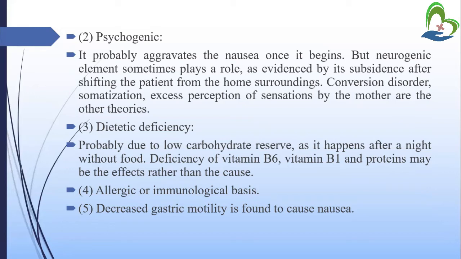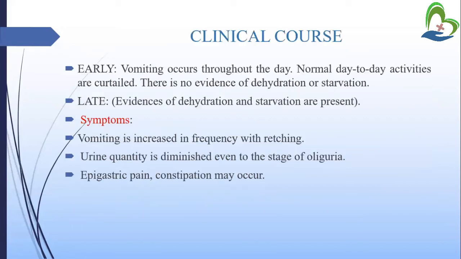And other causes are deficiency of vitamin B6, vitamin B1 and proteins, which may be an effect rather than the cause. Okay? Allergy or immunological basis and decreased gastric motility are found to cause the nausea. So these are all the theories for hyperemesis gravidarum.